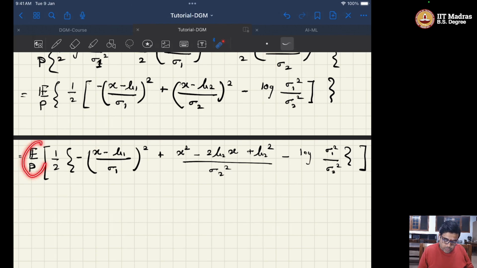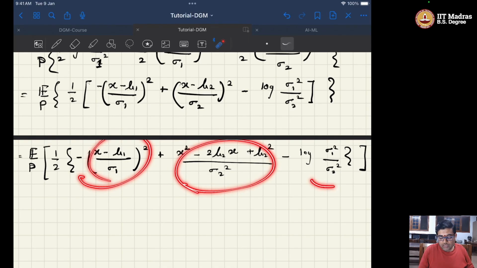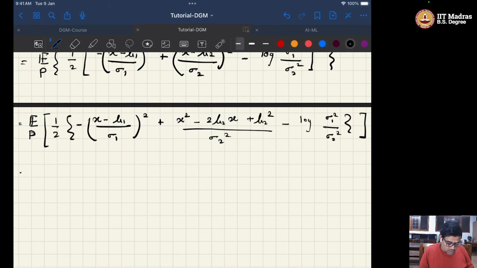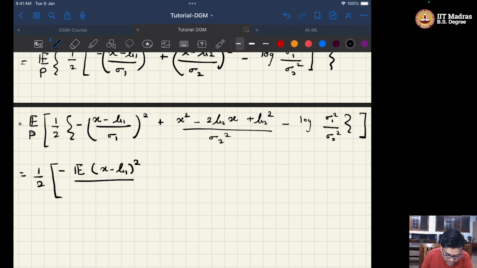So now you have an expectation here. Expectation of A plus B plus C is expectation of A plus expectation of B plus expectation of C. The expectation can be used as a linear operator. So when I use it, I can directly write it as half, I'll just keep as it is, this minus expectation of x minus mu1 whole square divided by sigma 1 square.